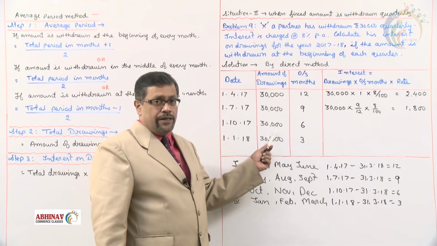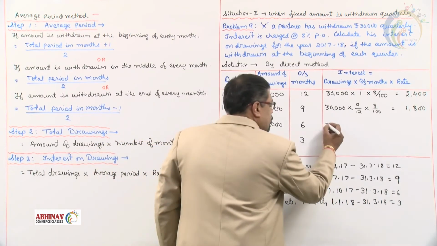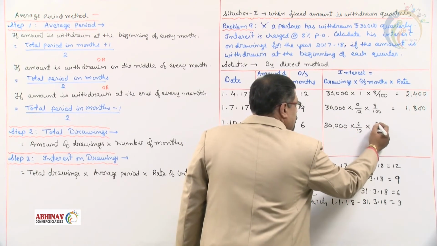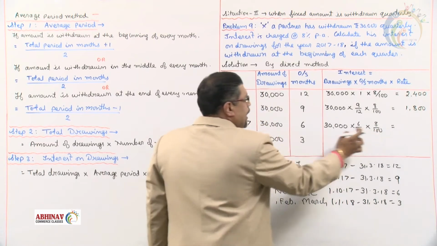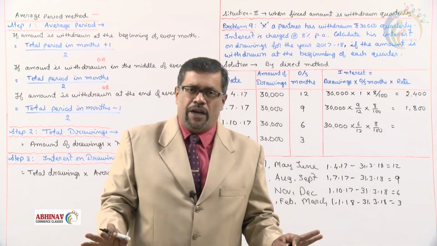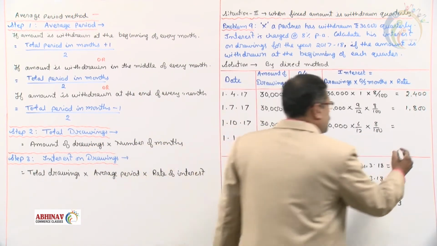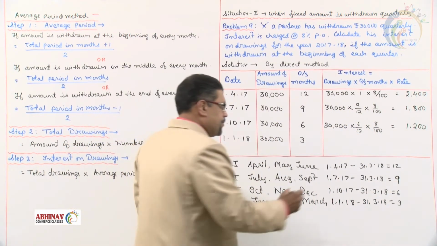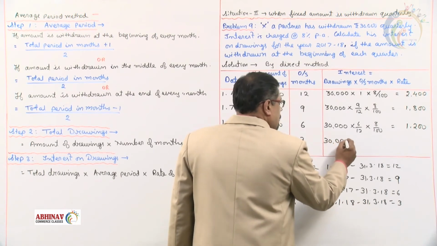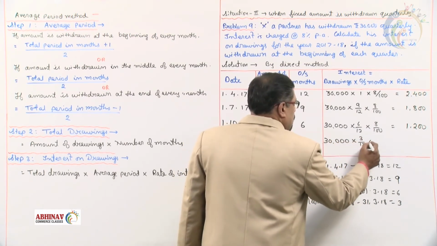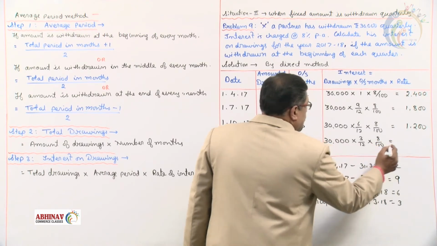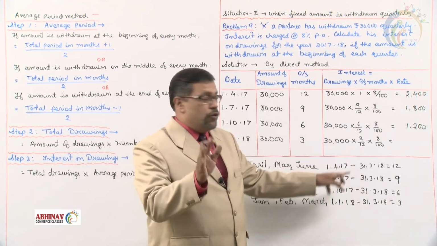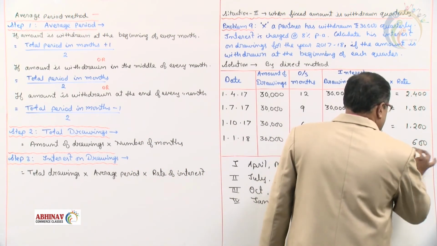Next, we are going to calculate interest for how many months? 6 months. So that is 30,000 into 6 upon 12 into 8 upon 100. Again, 8% of 30,000, we know is 2,400. 6 by 12 means half. Half of 2,400, what we get is 1,200. The last interest: 30,000, but only for 3 months at 8%. 8% of 30,000 is 2,400. 3 by 12 means 1/4. 1/4 of 2,400, what you get is 600.